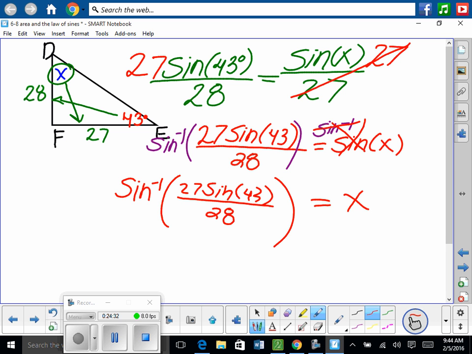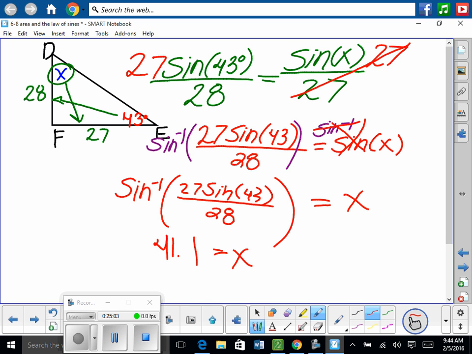Now we'll just type it into our calculator. So you do second sine, because that will give sine inverse. Now you all should practice typing it in, because there are just a couple of things to be careful of. So you'll go second sine, because that puts in sine inverse. Now type in 27 sine of 43. Now notice you need to close your parentheses around the 43. Does everybody see that? Now hit divide 28. Then you need to close your parentheses, hit enter. So 41.1. So that's equal to x.